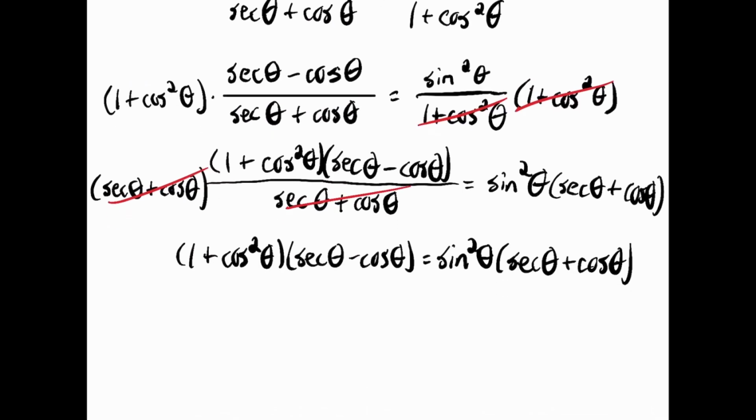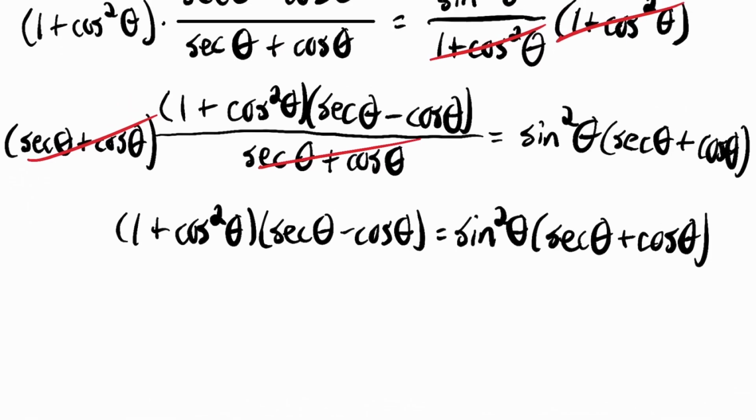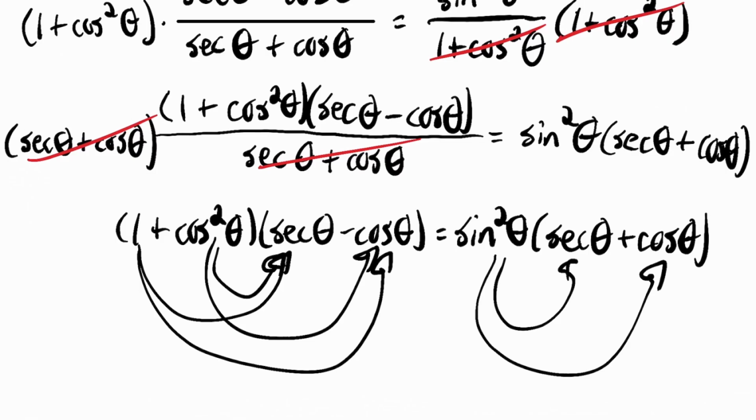Okay, so what do we do now? Well, I need to distribute. So essentially, I'm going to FOIL on the left-hand side, right? And on the right-hand side, I'm just distributing the sine squared onto those two terms.